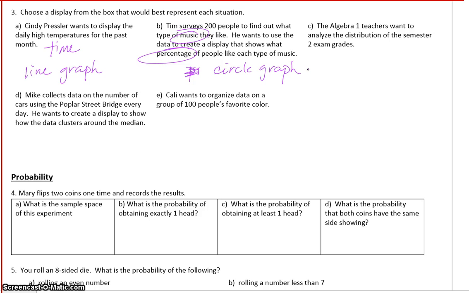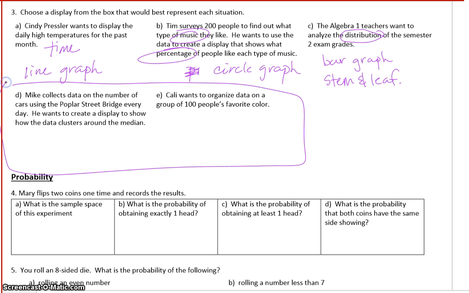C, the Algebra 1 teachers want to analyze the distribution of the semester 2 exam grades. Okay, because it's a distribution, we are going to choose the bar graph. Or you could even do the stem and leaf plot if you really wanted to. Okay, for tomorrow I would like you to do D and E, please.